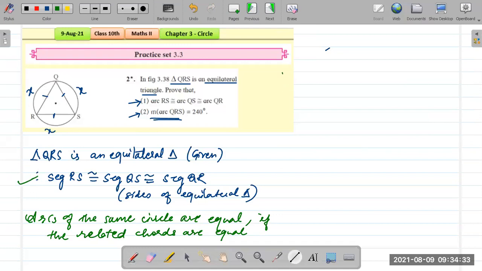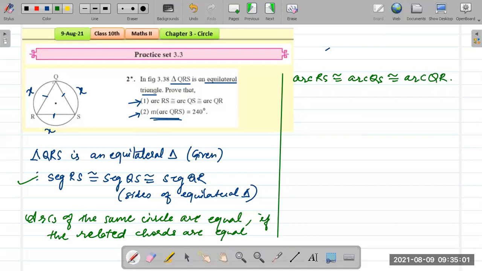You need to write out the names now. So here in your textbook, usually we use 3 points to name an arc, but in your textbook they are using 2 letters, so that's completely fine, right? So related arcs here, we can just write arc RS will be congruent to arc QS, which will be congruent to arc QR. The chords are equal, therefore the arcs are equal. So this proves the first part. Now we have to prove the second part. All right, students, let's prove out the second part now.